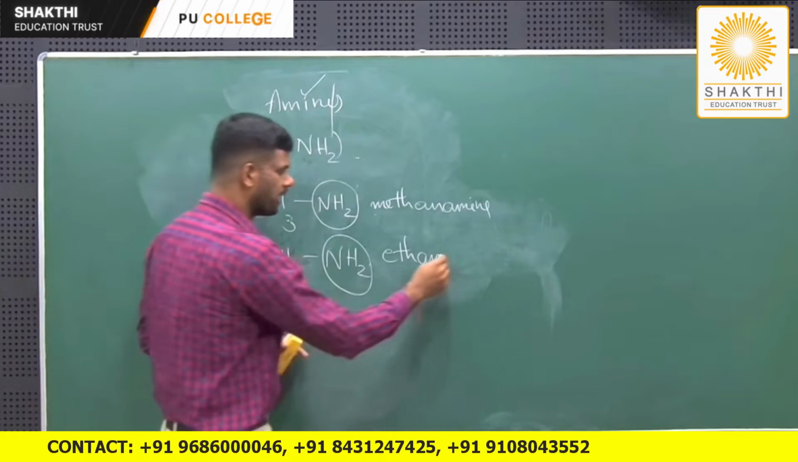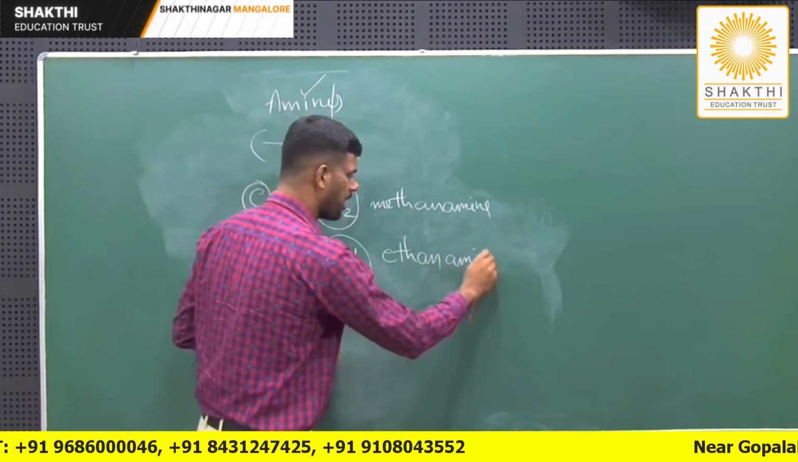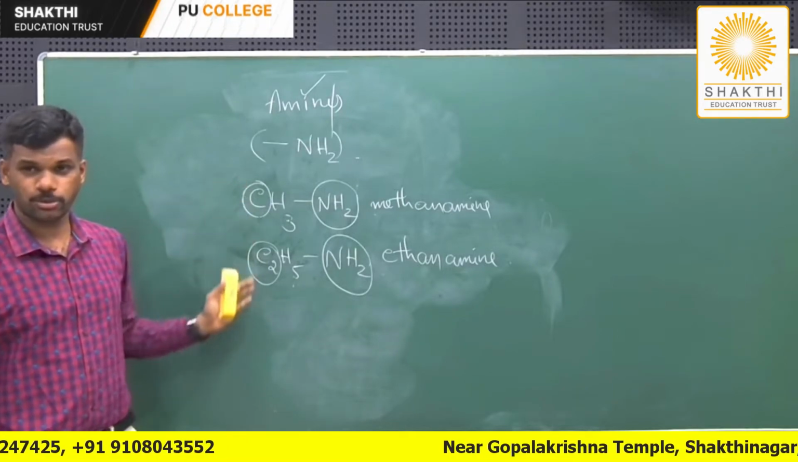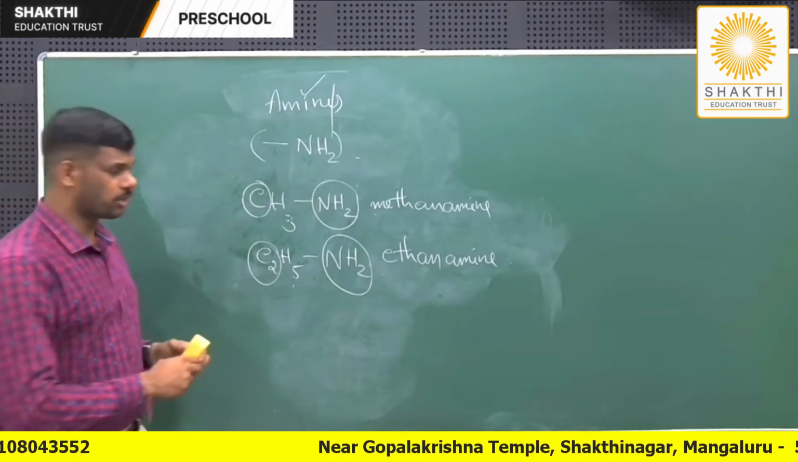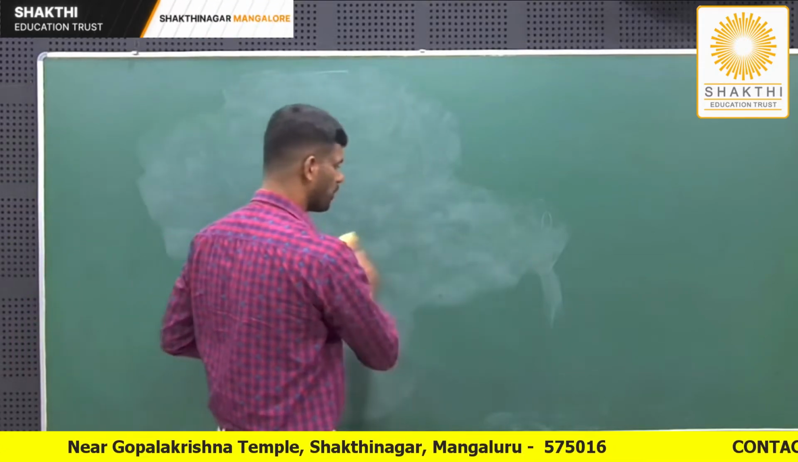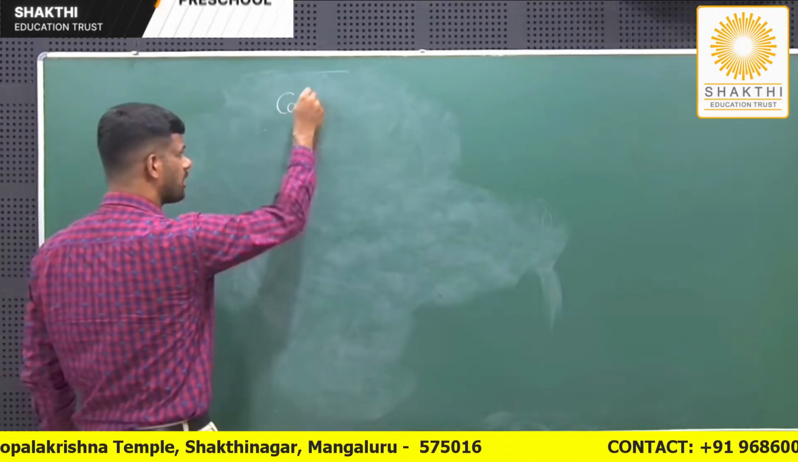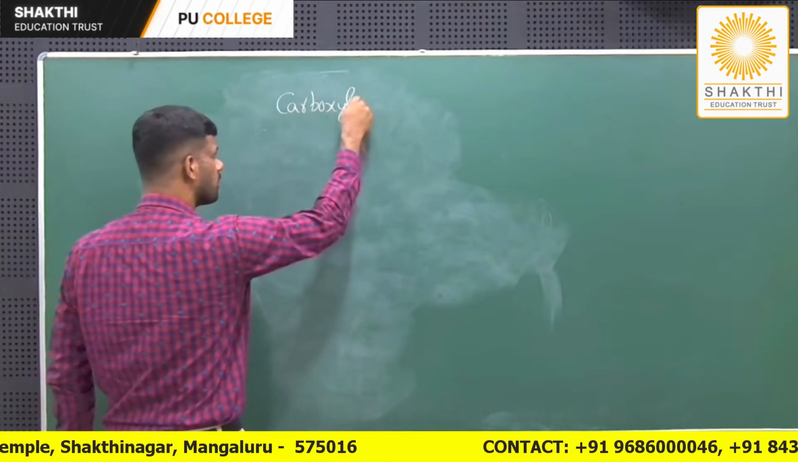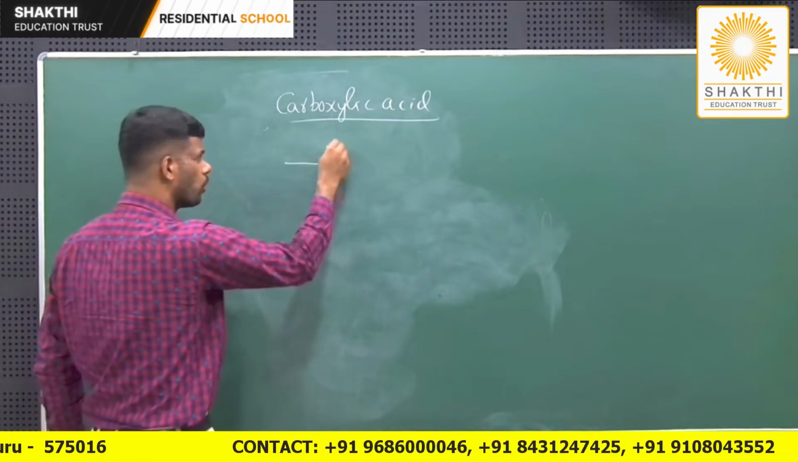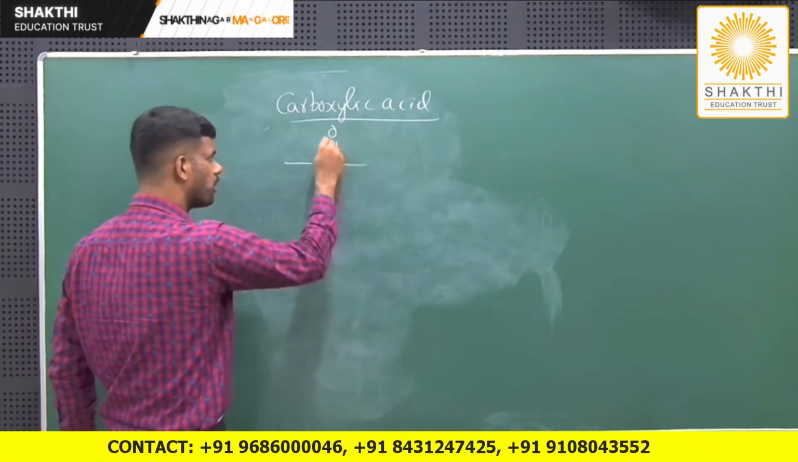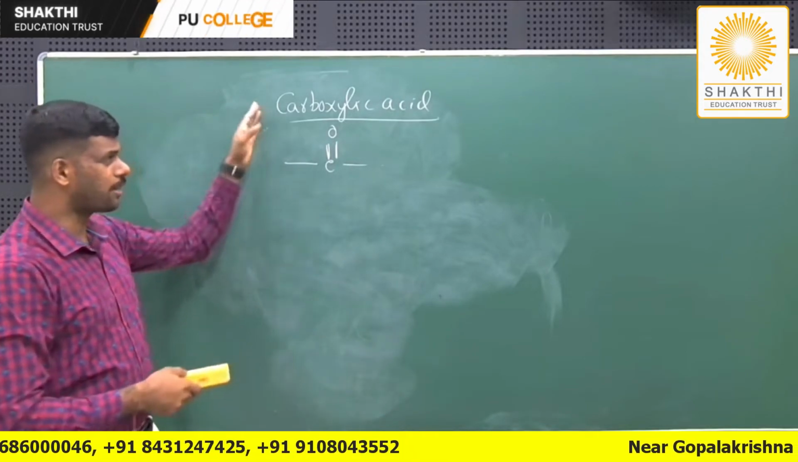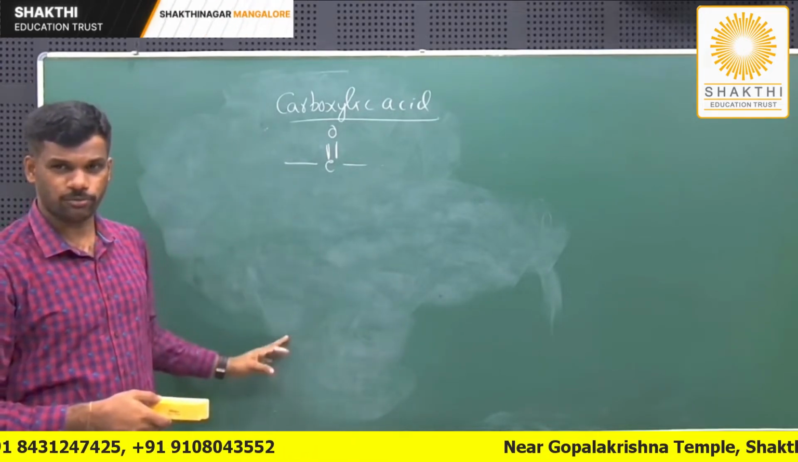The next one is ethane amine. Hope you now know how to write amine groups. There are 3 more groups which are very important for the examination, and which are confusing too. I say there is carboxylic acid. The CO group is the carbonyl group, from which 3 groups originate. One is the carboxylic group. Let's study the carboxylic group first.